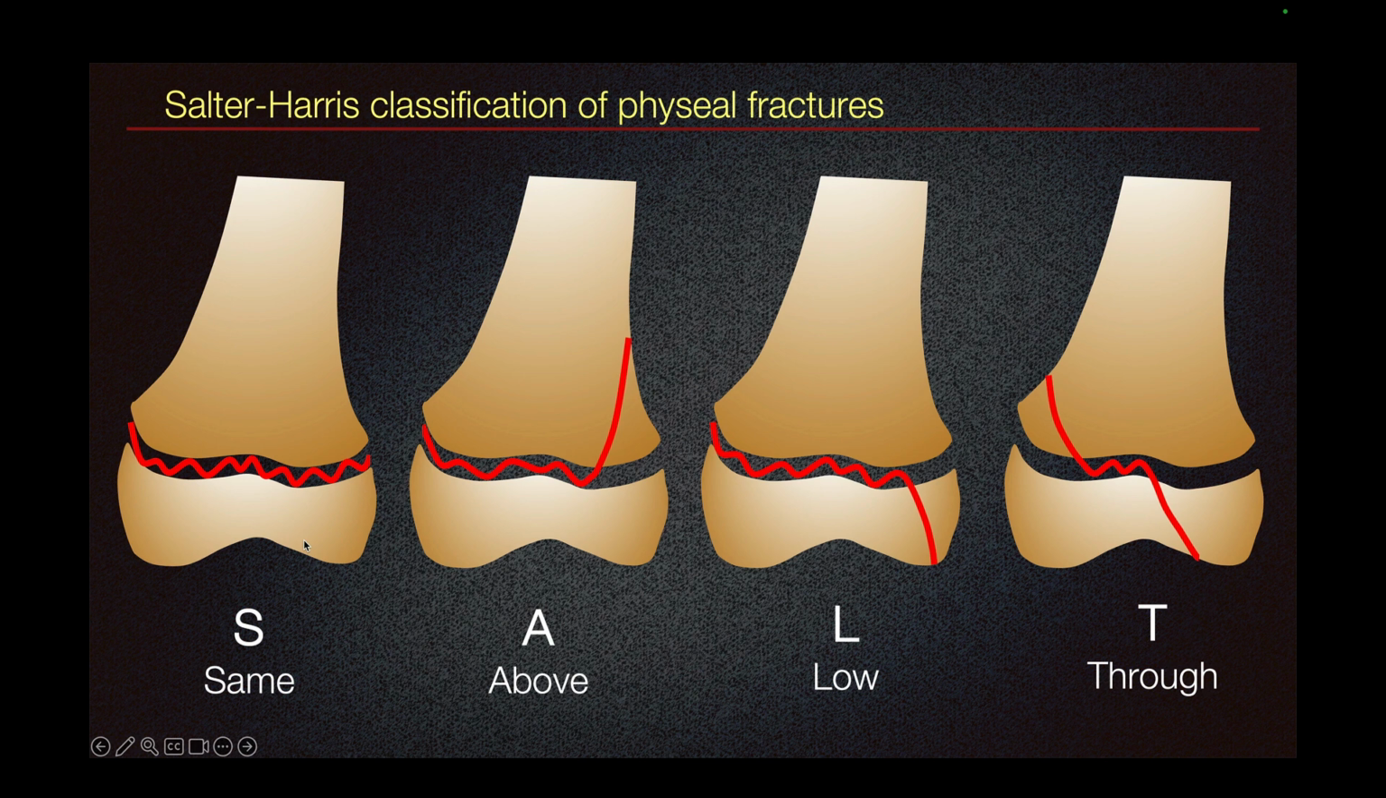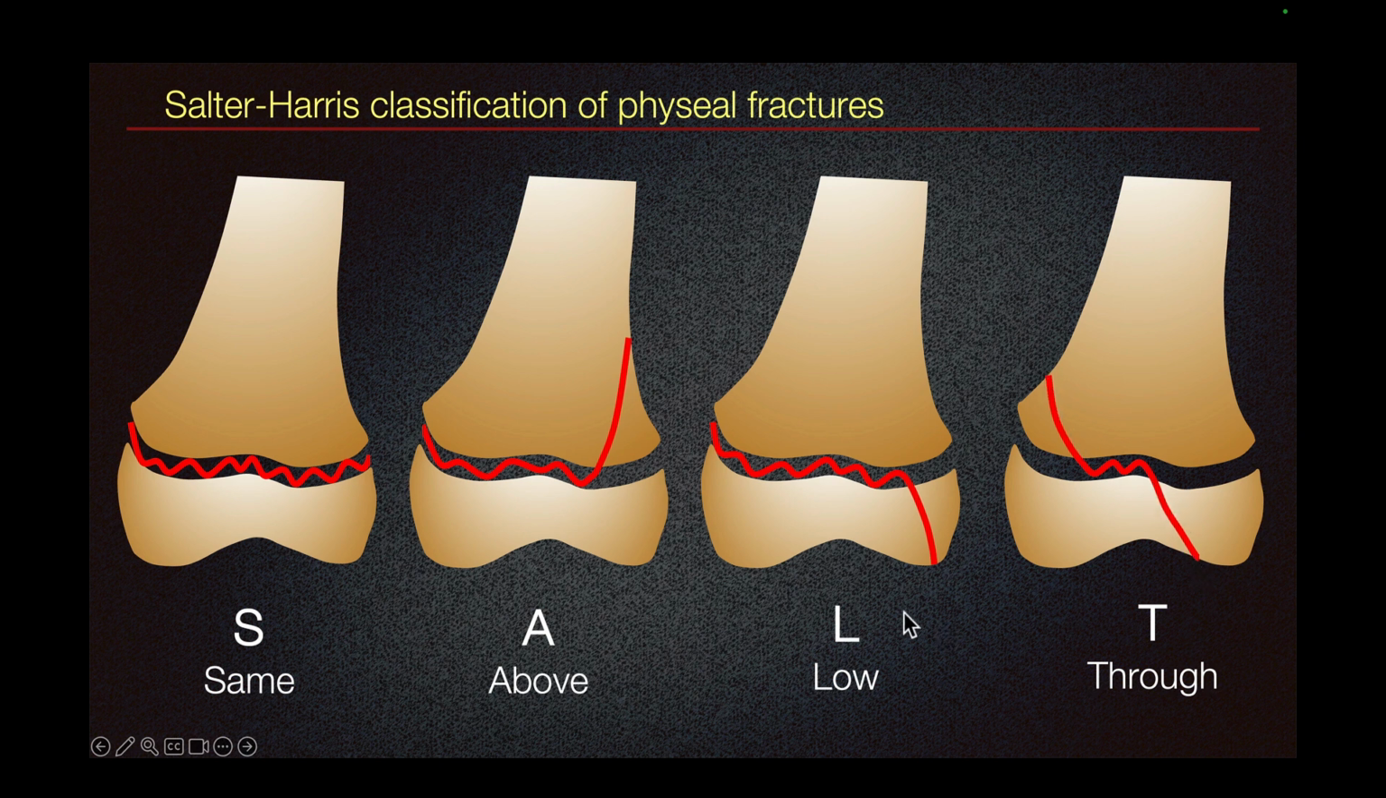Growth plate, also called a physis, is the weakest point in a pediatric skeleton. Physeal fractures are classified according to Salter-Harris classification. In type 1, the fracture goes through the physis. In type 2, the fracture goes through the physis out through metaphysis. In type 3, the fracture goes through the physis out through epiphysis. And in type 4, the fracture goes through both metaphysis and epiphysis.